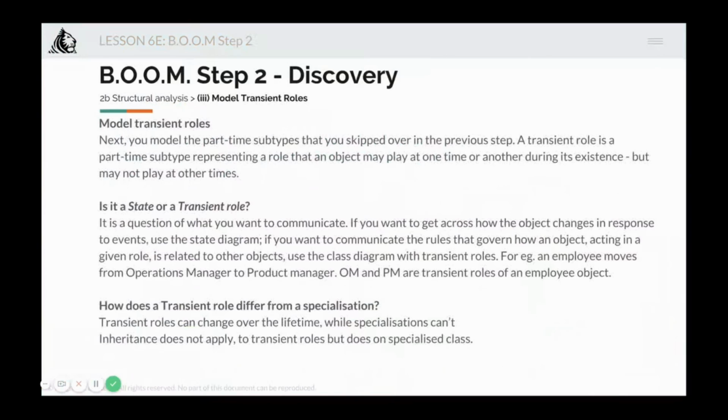Let me give an example. So consider a case of an insurance claim. It is important to describe the life cycle of a case object as it goes from the initiated state through its intermediate states and all the way to paid and not payable in response to events and conditions. Correct? The state machine diagram explains this best. On the other hand, it is not important to explain how a case object's relationships to other classes change based on its evolving states. So there is little value in treating these states as transient roles in the structural model.